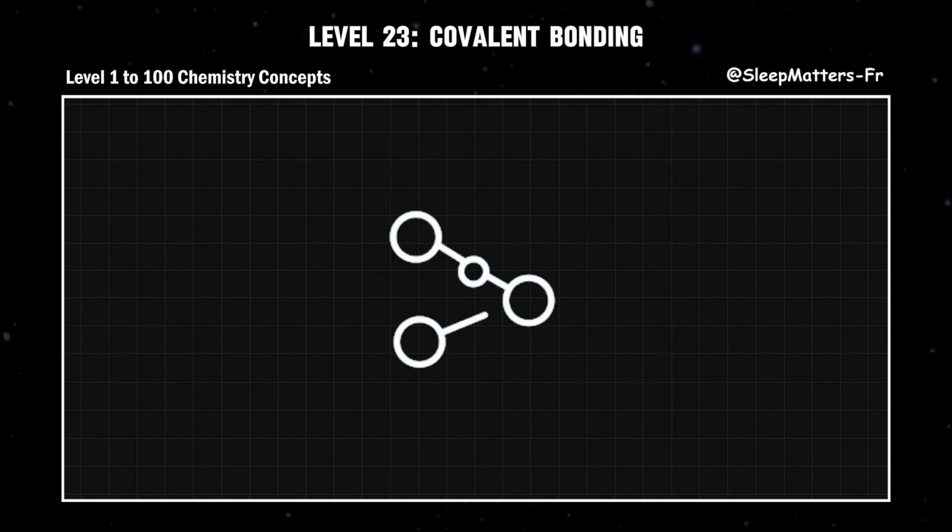Not all sharing is equal. Some covalent bonds are polar. That means one side has a stronger pull. One side takes more than it gives. Just like a friendship, where one person is always the listener and the other is always the talker.